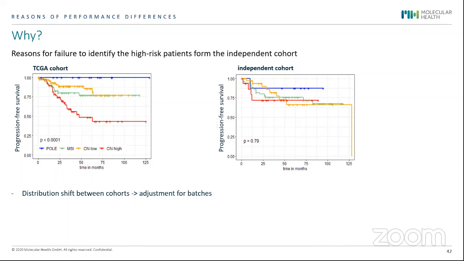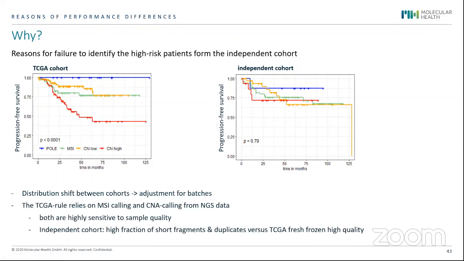And also, sorry, I sort of doubt that this would have helped here. The problem is that the TCGA rule relies on MSI and CNA calling from NGS data, and both have been shown to be quite sensitive to the quality of samples. Our independent cohort, unfortunately, was not as good sample-quality-wise as we would have wished, but on the other hand, it showed us, for example, a very strong systematic dependency between the MSI calling and the fraction of short fragments and duplicates. So we learned a lot from it. Those are the reasons for the performance differences on the two cohorts.